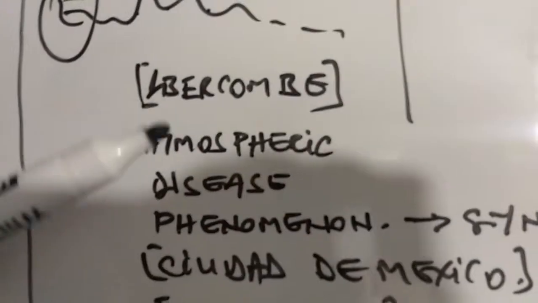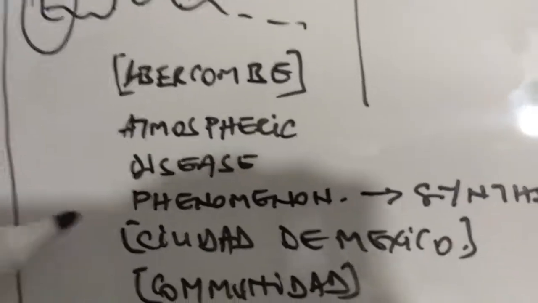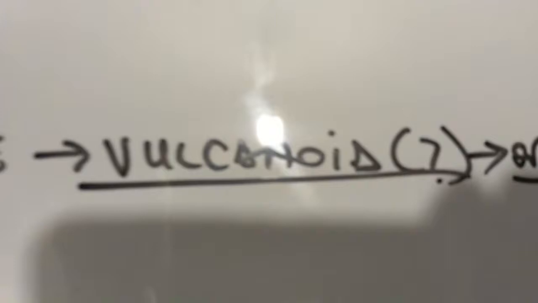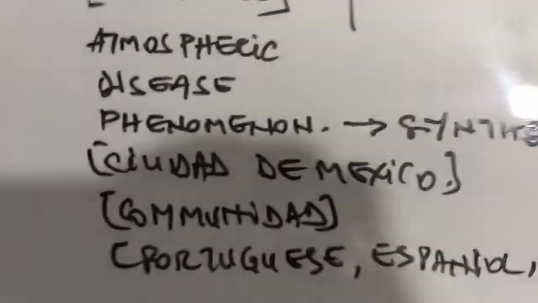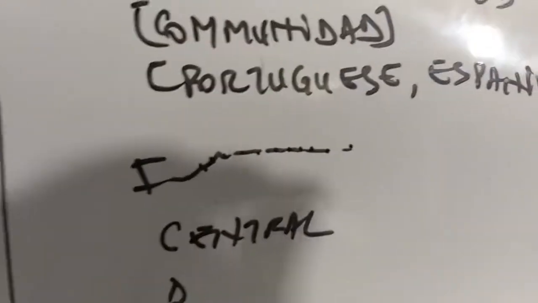And I got these words: Abercrombie, atmospheric, disease, phenomenon, synthetic, metamorphosis, alien structure, volcanoid, is this word really existing, and oroplast. Then Ciudad de Mexico, Comunidad, and then all these nations: Portuguese, Espanol, Arab, French. For F, I've got only this thing here for now, and the word central.